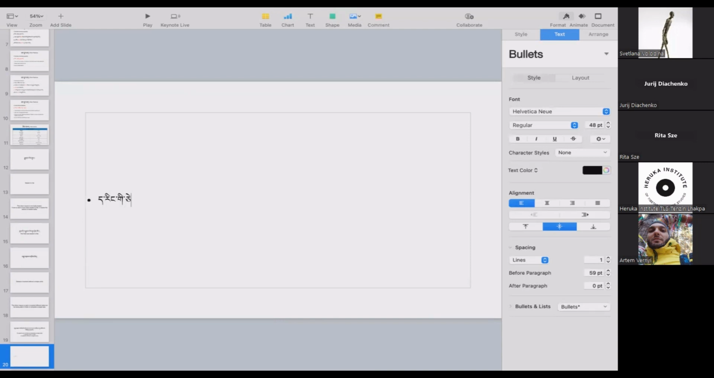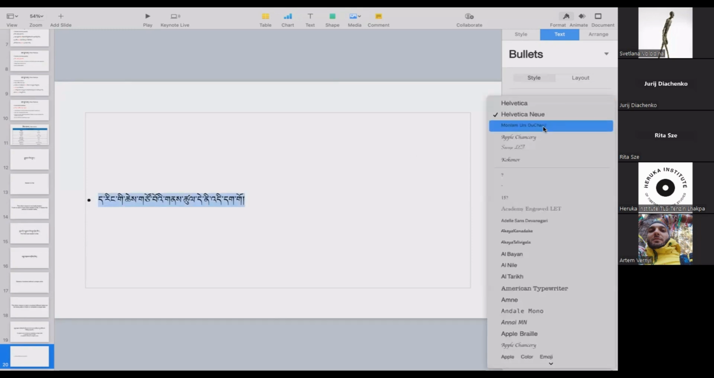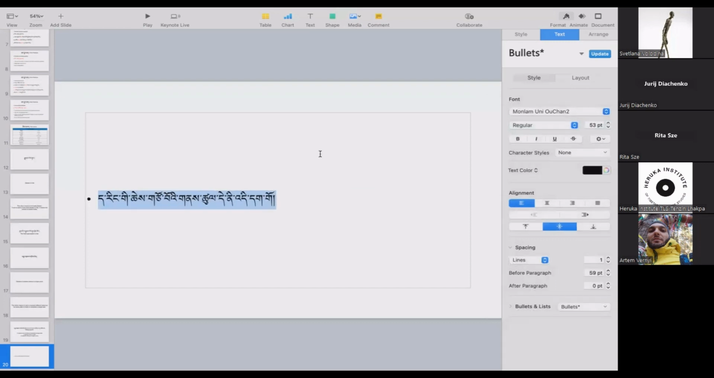So, it means the very important or the very main issue of today is thus. So che zuo means the very main. So che can be used as very.